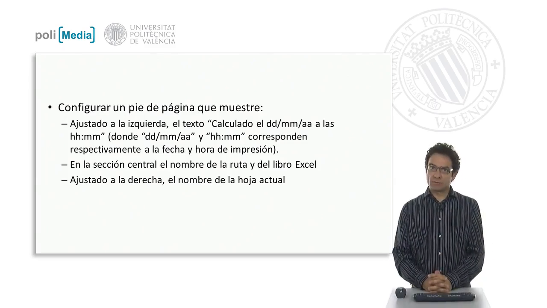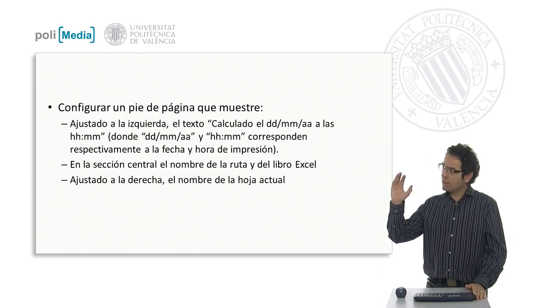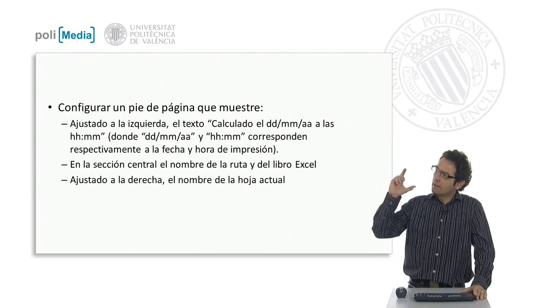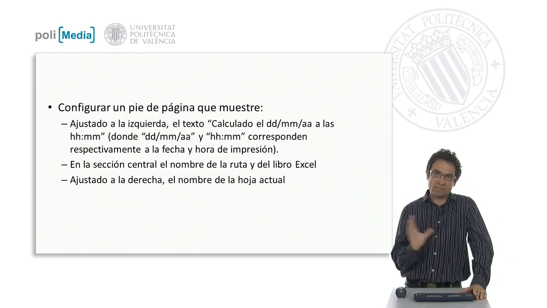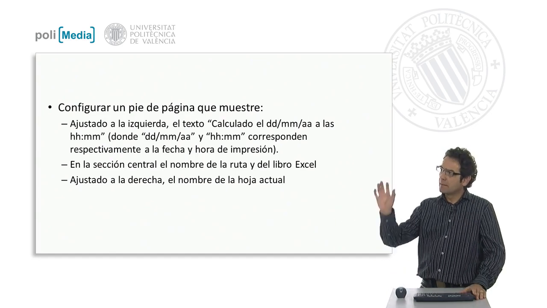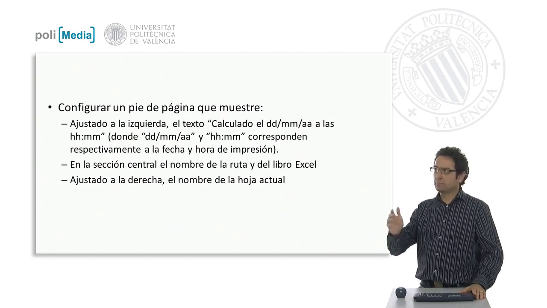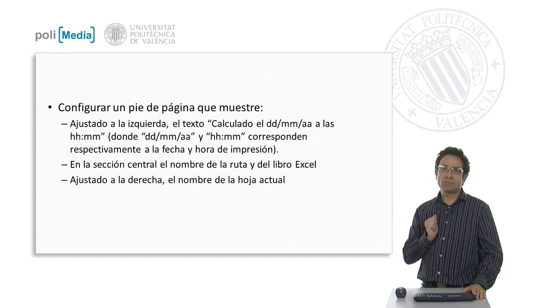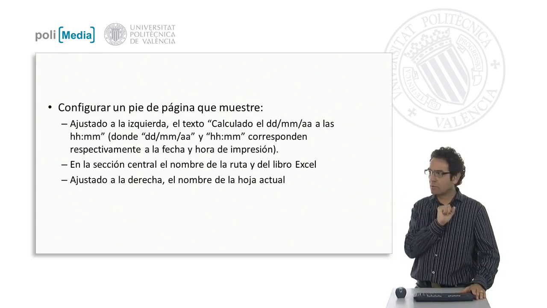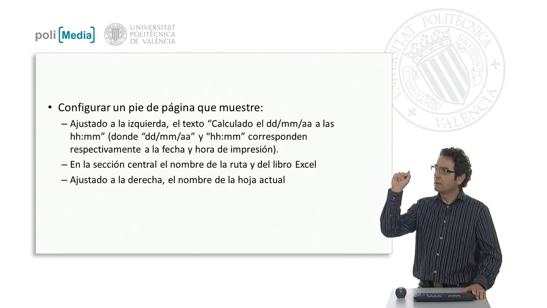They give us the next exercise that tells us to configure a footer that aligns to the left. Remember that the footer can also be divided into 3 sections. On the left we put calculated on day/month/year, the date on which we send the spreadsheet to print, and its time.